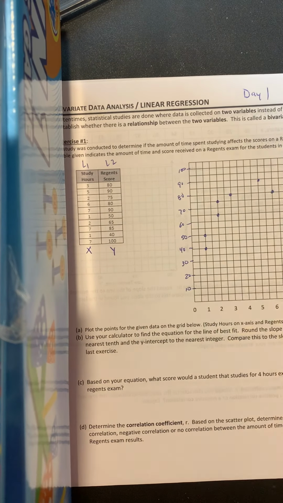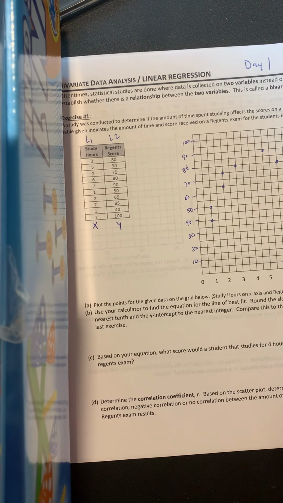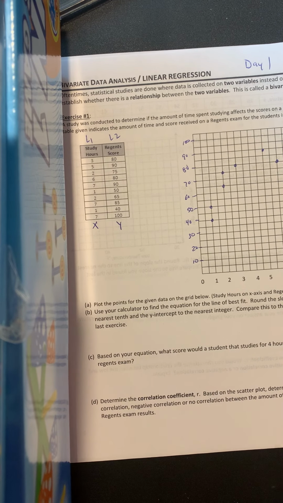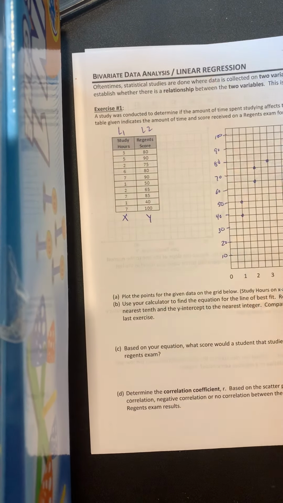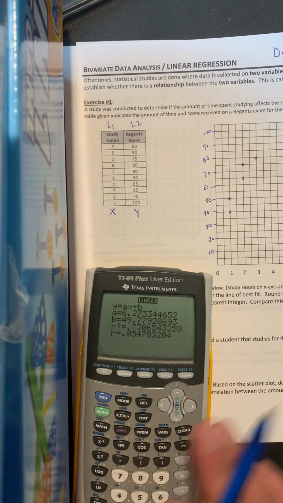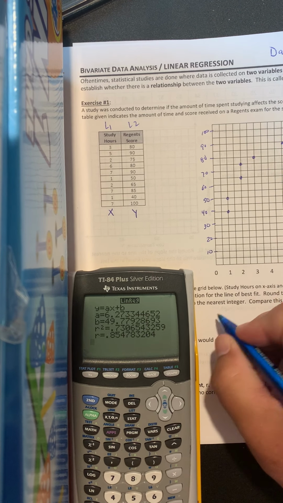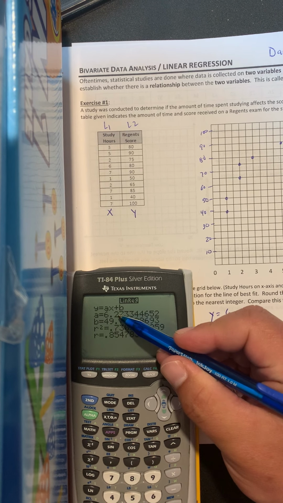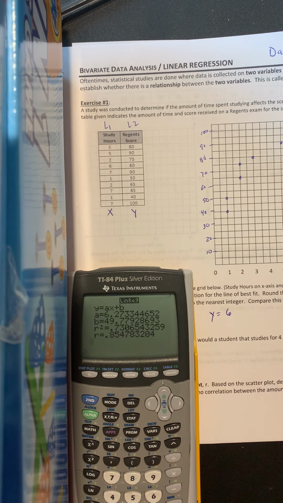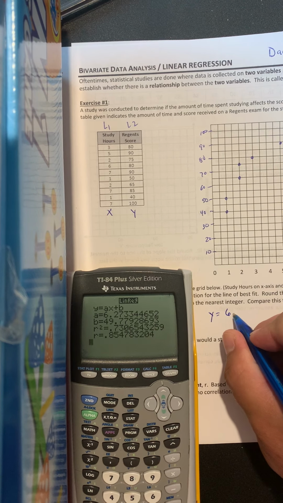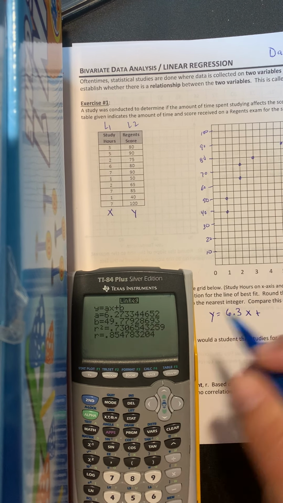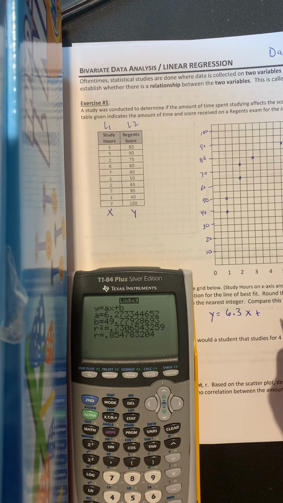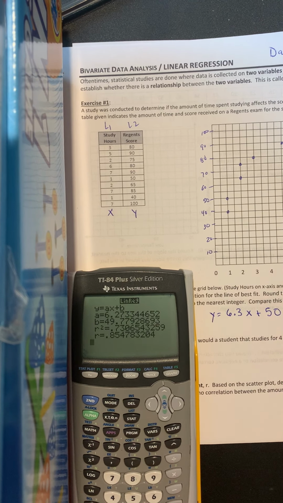Okay, so for the first question in letter B, write your equation, round your slope to the nearest tenth, and your y-intercept to the nearest integer. So, I got y equals your slope, which is your number with x, to the nearest tenth. So that would be 6.3x. And your y-intercept to the nearest integer, which is 50.